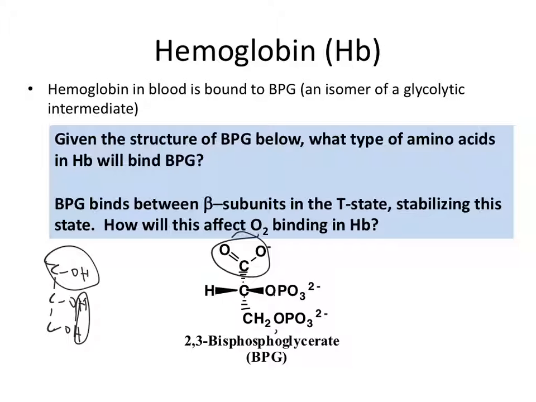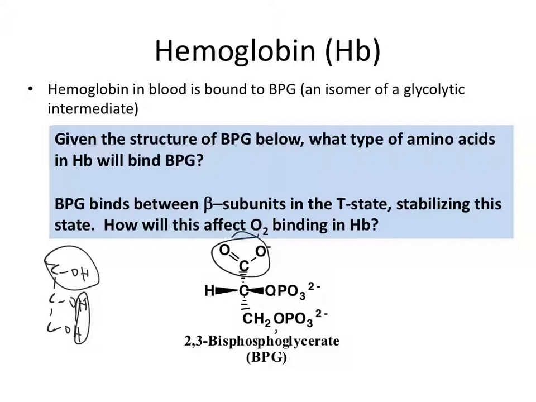What kind of amino acids in hemoglobin do you think are going to bind to BPG? Pardon? Positively charged, and so what are they? Right, so what are they? Lysine, histidine, and arginine, especially lysine and arginine, in hemoglobin.